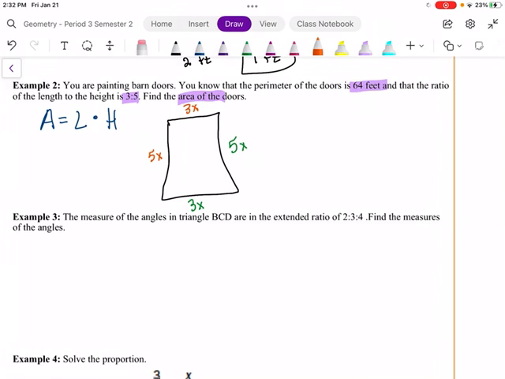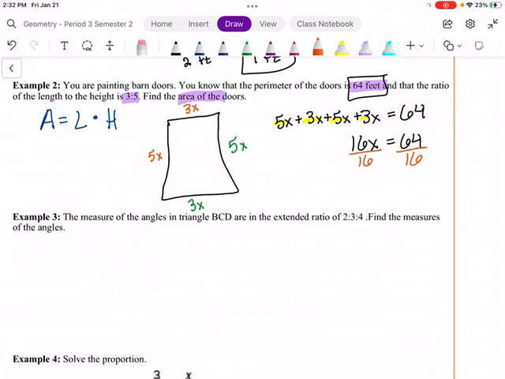And now we have enough information to set up an equation with our perimeter. So we're going to add up all of the side lengths and put that equal to the perimeter of 64 feet. Then we can solve for x. So we're going to combine all of our like terms, and that will give us 16x equals 64. And then we need to divide by 16 to get x by itself.